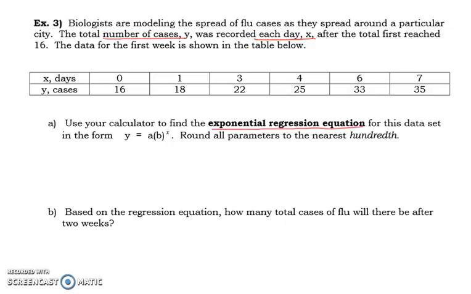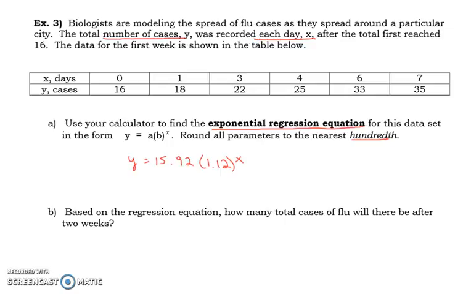Now this one's nice because I don't even have to look at the scatter plot. They tell me right off the bat to get the exponential equation. And notice it's in the form y equals a times b to the x, and we're rounding all parameters to the nearest hundredth. So once again, go ahead and pause the video, put your data in L1 and L2, and run an exponential regression to see if you can come up with the exponential regression equation.